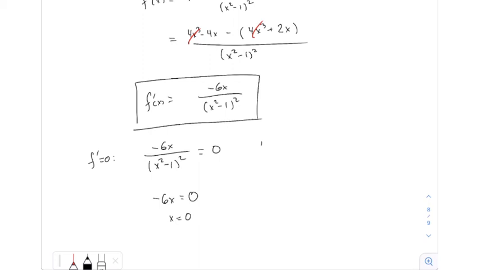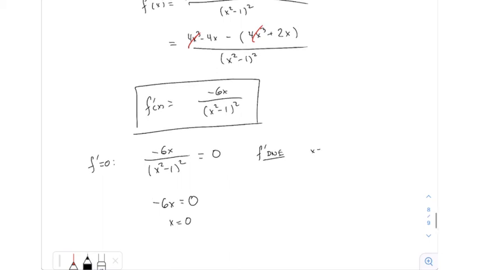And then also f prime does not exist. Again, we look at this and say, when could the denominator be 0? And it's actually the same two numbers. It's still plus or minus 1, right? x equals plus 1, x equals minus 1. The denominator is pretty much the same as it was the first time through. It's just squared now. All right, so we have three critical numbers.